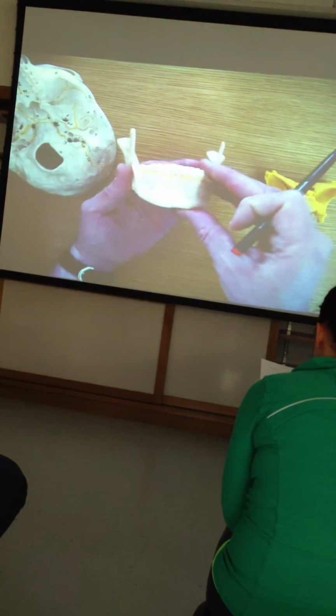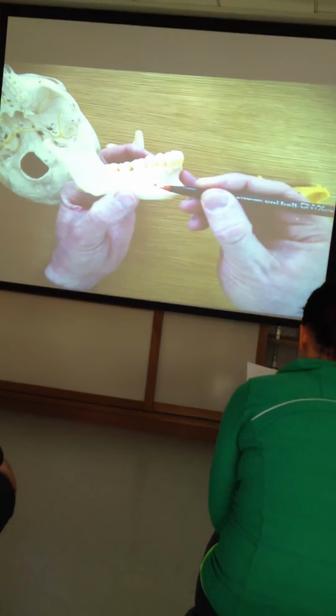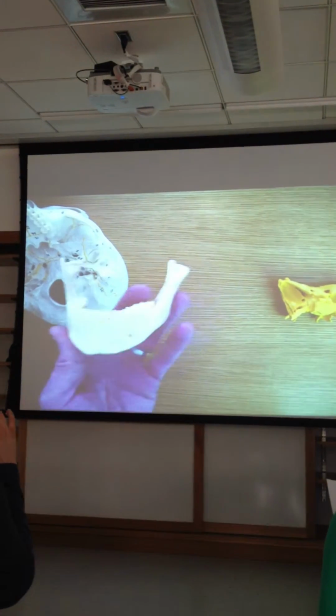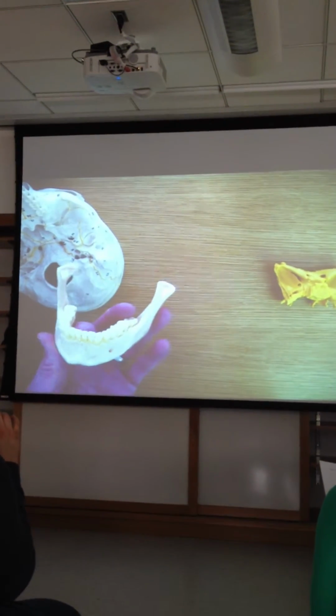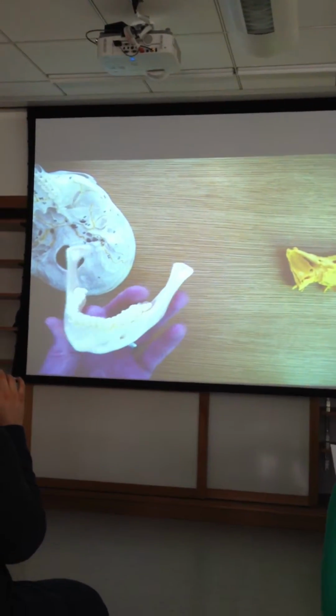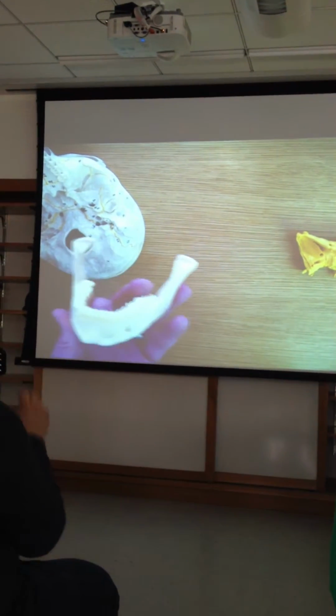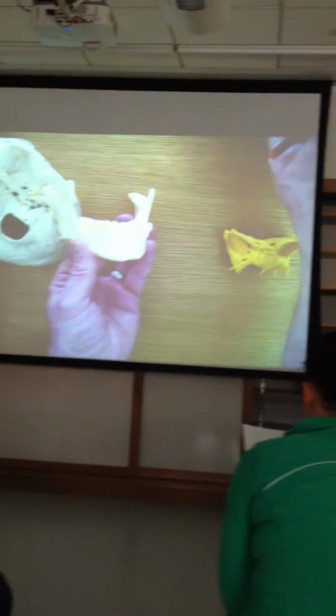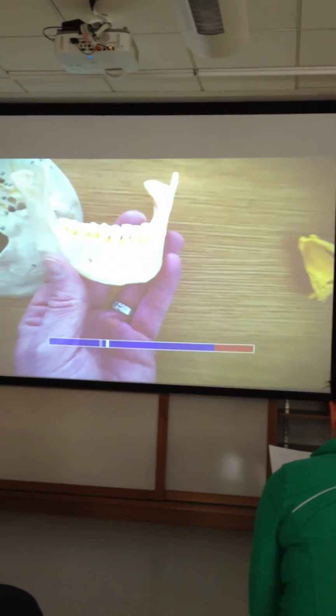There are some holes on the front here. These holes are called what? Anyone know? Those are the mental foramen. Back in week 1, I don't think I taught you this, but the fancy name for the chin region is the mental region. So these are the mental foramen. Again, blood vessels and nerves go through those holes.